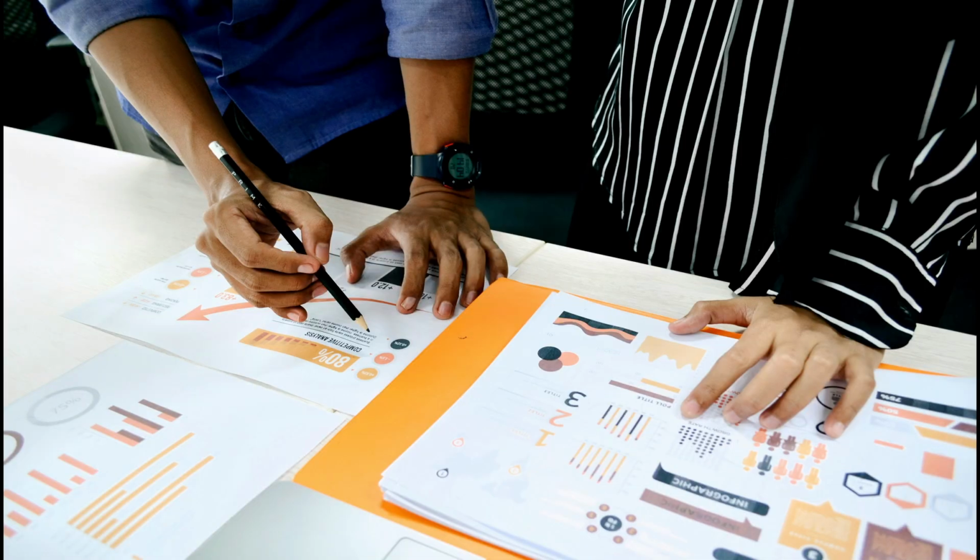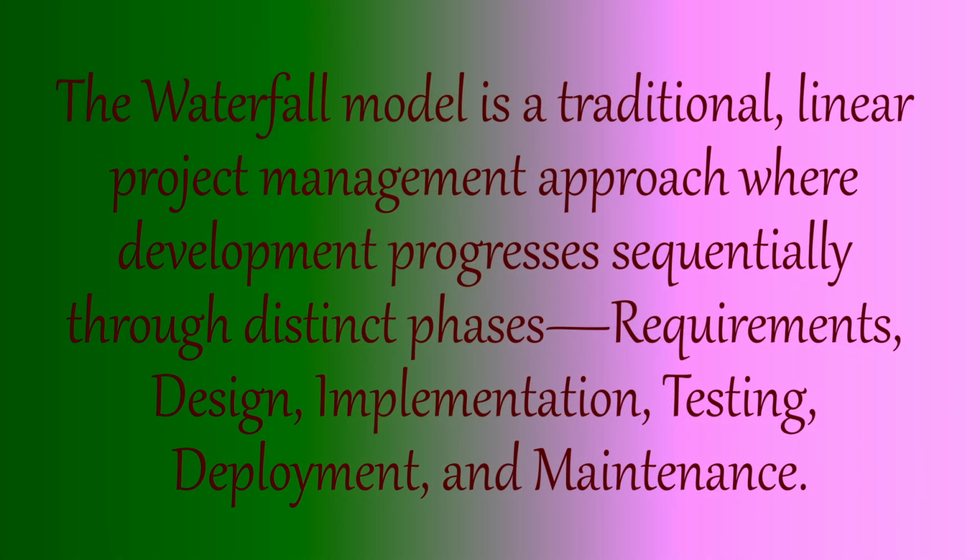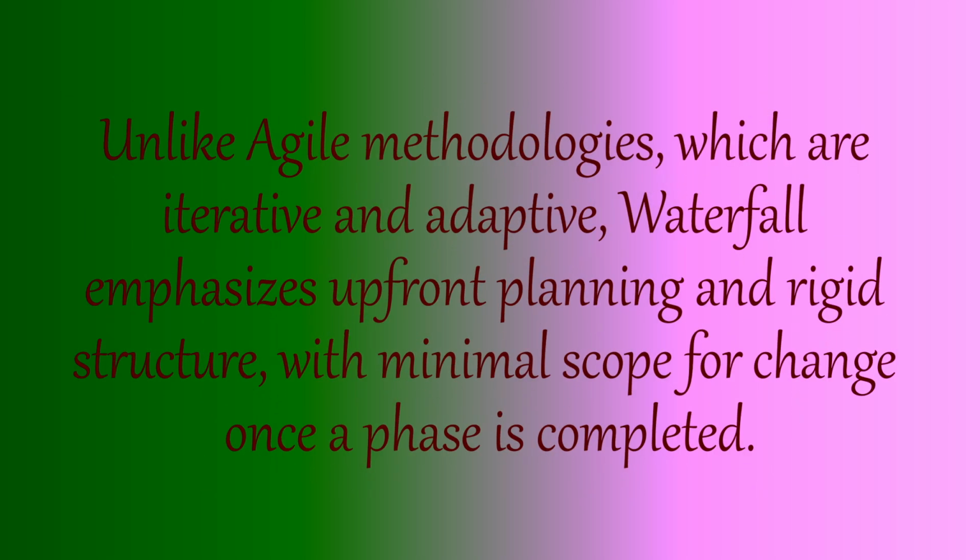What is Waterfall Model? The Waterfall Model is a traditional, linear project management approach where development progresses sequentially through distinct phases: requirements, design, implementation, testing, deployment, and maintenance. Unlike agile methodologies, which are iterative and adaptive, Waterfall emphasizes upfront planning and rigid structure with minimal scope for change once a phase is completed.